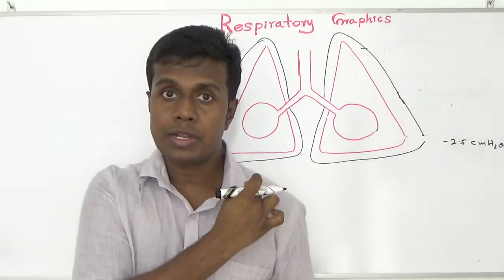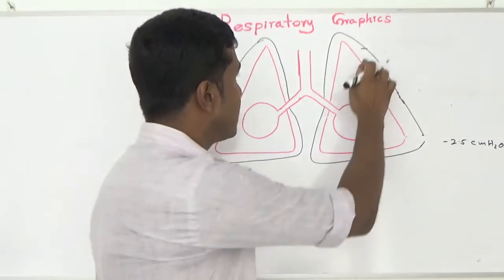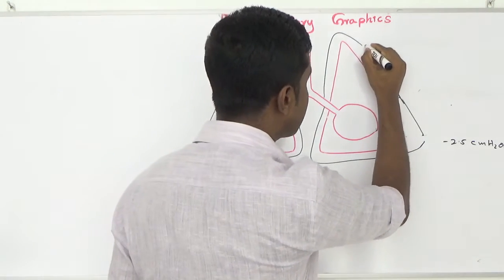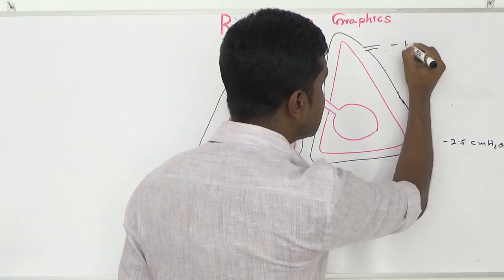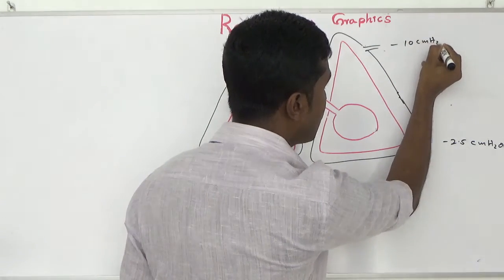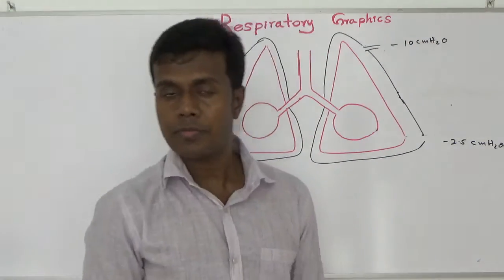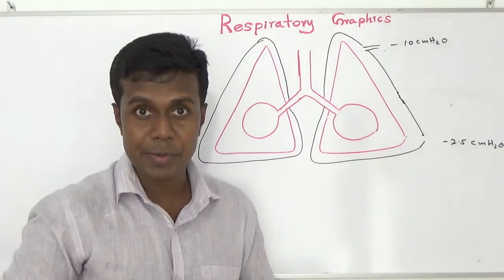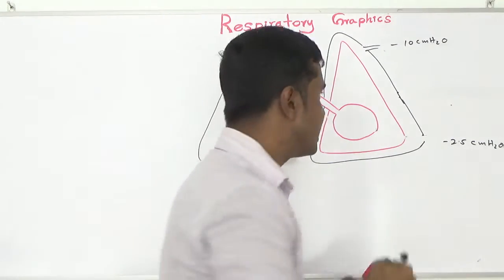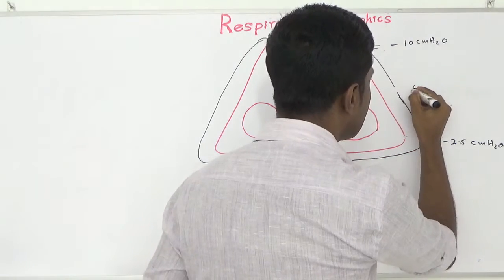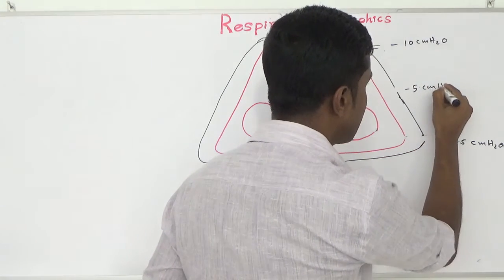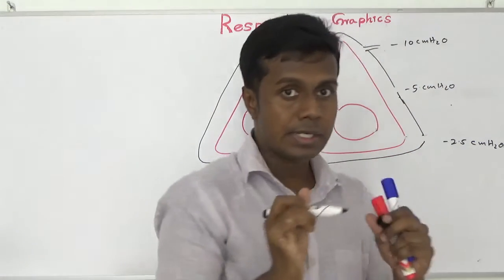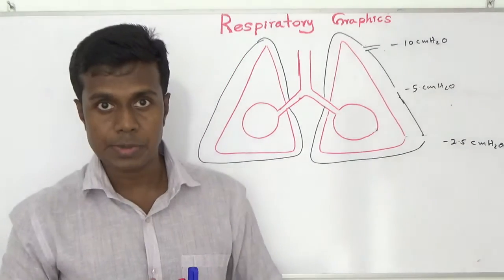If I puncture at the level of the apex, it shows approximately minus 10 centimeter H2O pressure. If I puncture in between, no surprise, it must be somewhere between 2.5 and 10. It is roughly minus 5 centimeter H2O. This is at the end of the expiration.